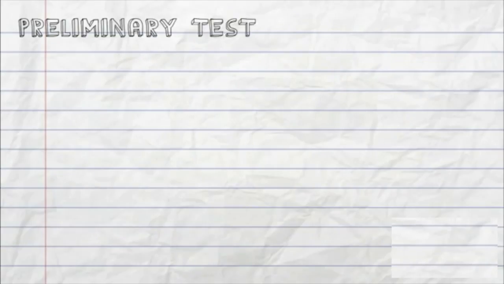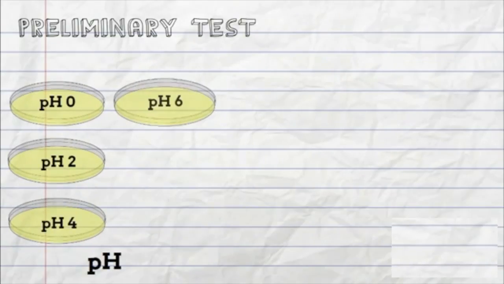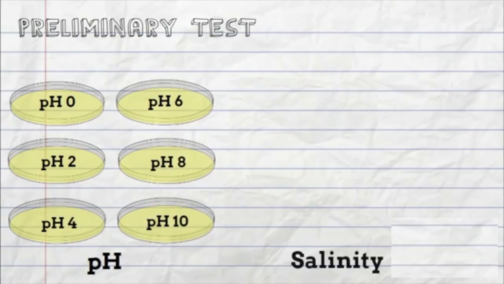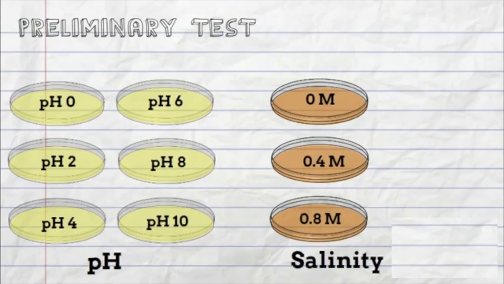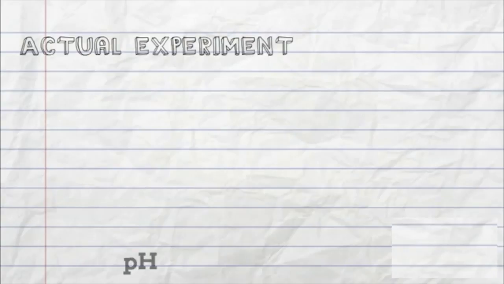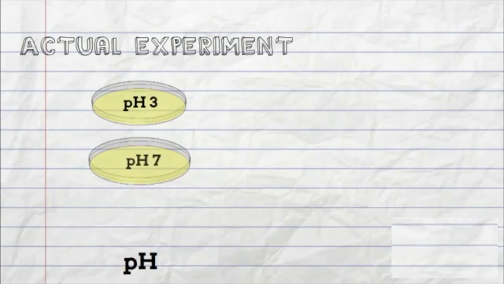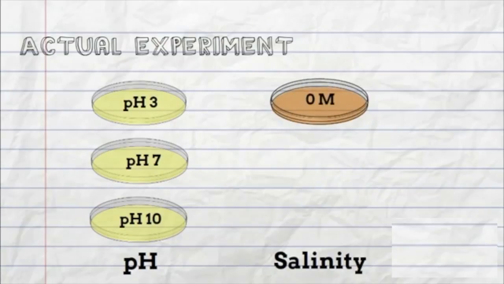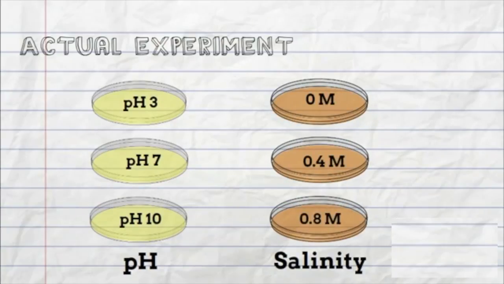Before the actual experiment, we grow the mung beans at pH 0, 2, 4, 6, 8 and 10 and salinities of 0, 0.4 and 0.8 molarity for 5 days in darkness with standard room temperature and humidity. After the preliminary test, we decide to choose buffers of pH 3, 7 and 10 and salt solutions of 0, 0.4 and 0.8 molarity for the real experiment.